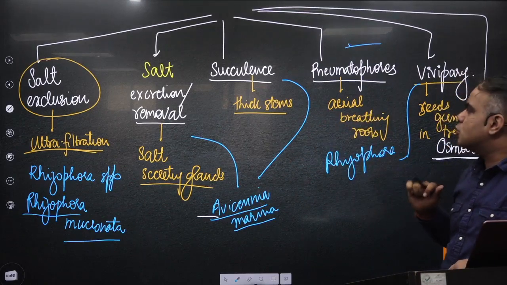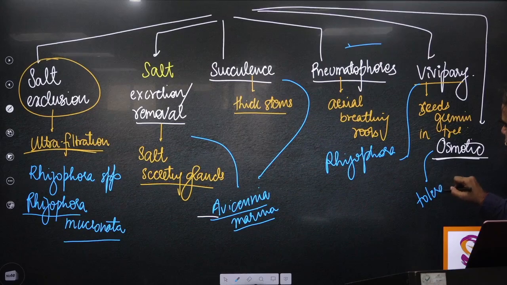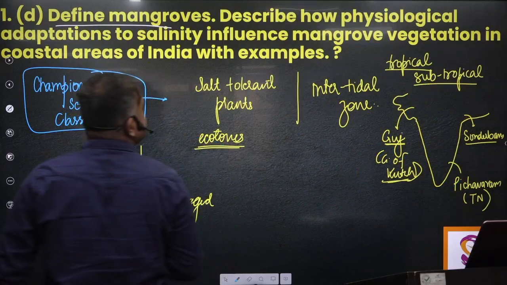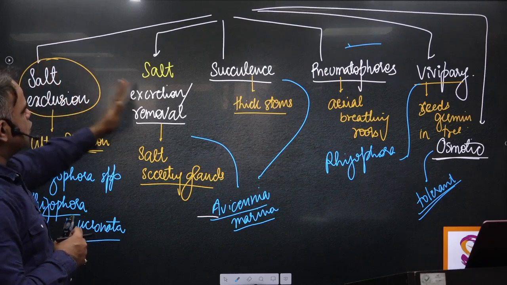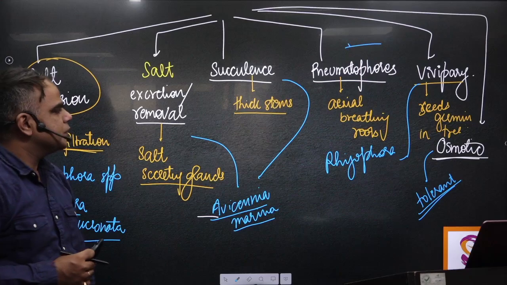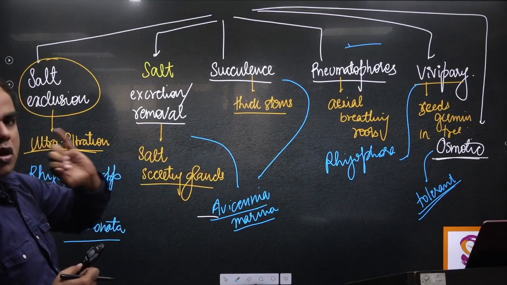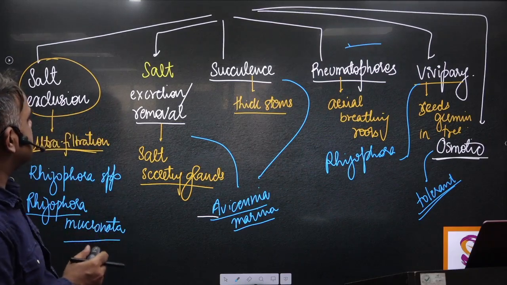Talking of osmotic regulation, there are certain species which are able to tolerate high salt concentrations. So all these are the physiological adaptations. You should try to write at least 4 or 5. I've given you 1, 2, 3, 4, 5, 6. Some are tolerant to high salt conditions in the cell itself. So osmotic concentration change, vivipary, pneumatophores, succulents, salt excretion, salt exclusion.